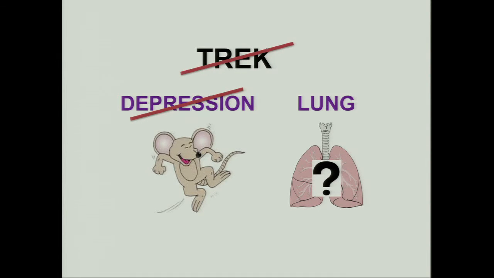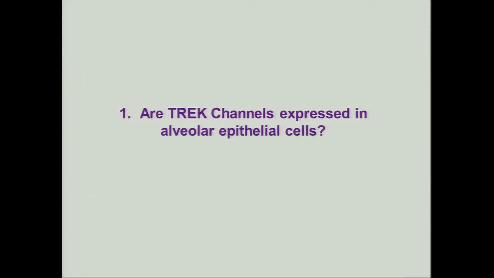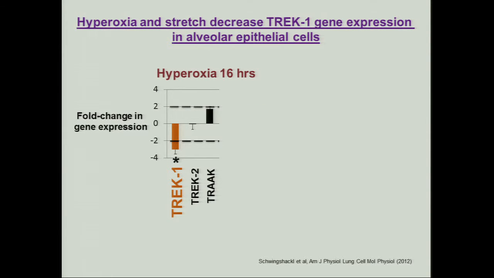We know virtually nothing about not only the function, but we know nothing about the existence of TREK1 channels in the lung, and certainly we know absolutely nothing about the potential role of TREK channels in the context of ARDS. So the first question we asked in our lab was, are TREK channels even expressed in alveolar epithelial cells in the lung? We used real-time PCR in cultured alveolar epithelial cells, and we exposed them to hyperoxia for 16 hours, and we simply looked at gene expression.